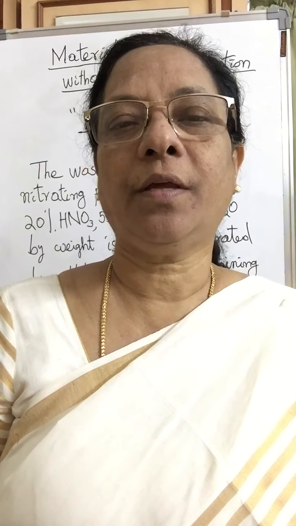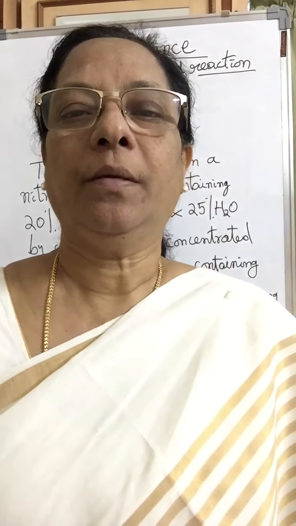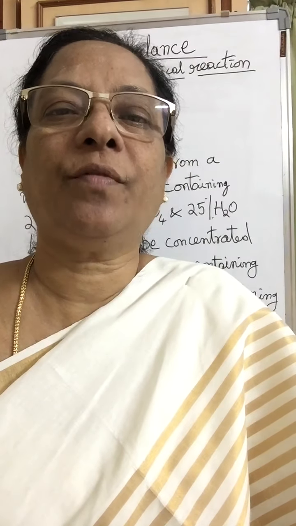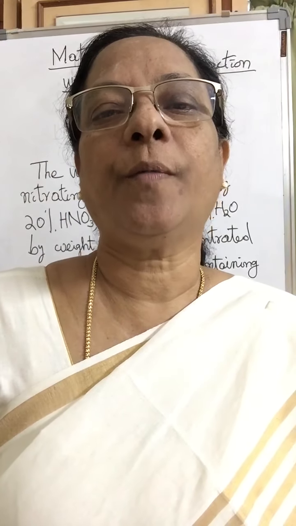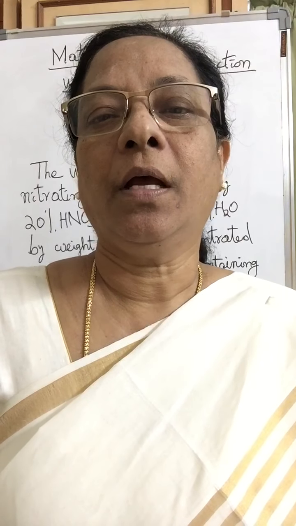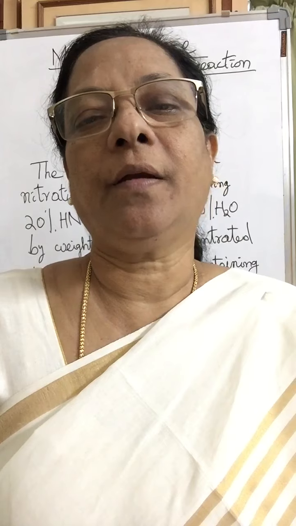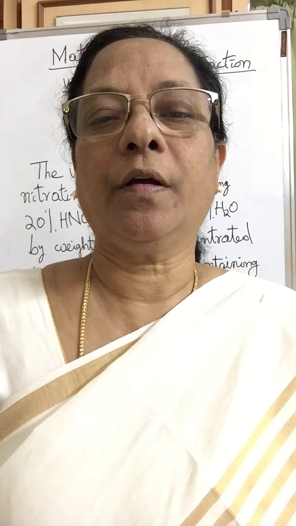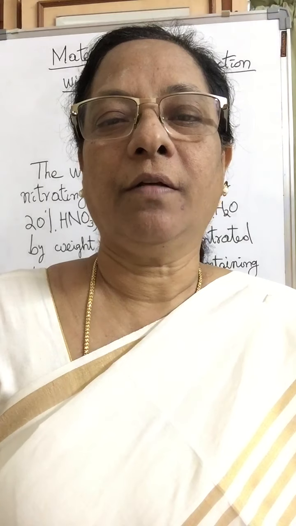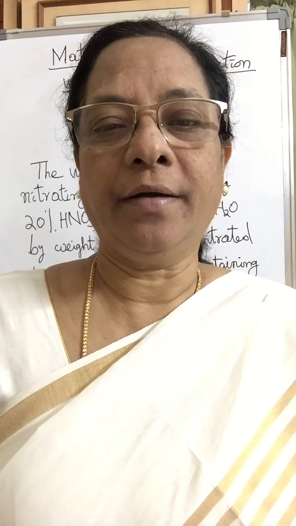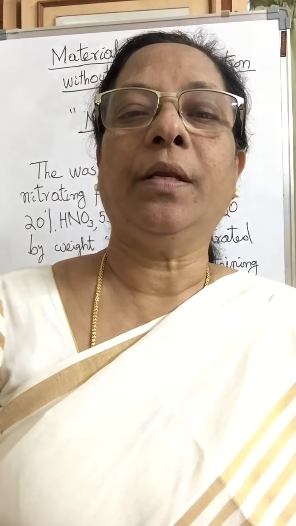Good morning, students. Today we will discuss how to write material balance equations in case of mixing. That means material balances we are dividing into two parts. In the first part we discuss material balance without chemical reactions. In the second part, material balance with chemical reactions. Under the topic of without chemical reaction, three unit operations we are going to discuss: mixing, evaporation and distillation. Now we will solve a problem in mixing.